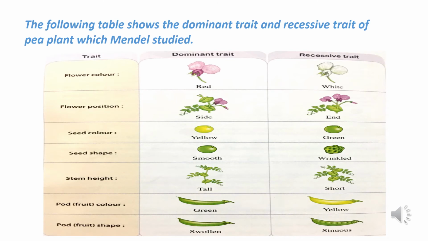The dominant and recessive traits of the pea plant which Mendel studied. Flower color: red flower is a dominant trait while white is a recessive trait. Flower position: side is dominant while end is recessive. Seed color: yellow is dominant while green is recessive, and so on.